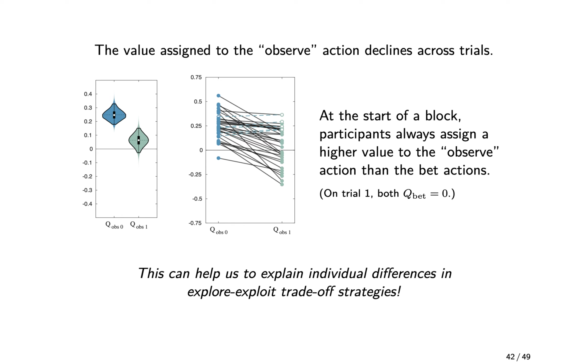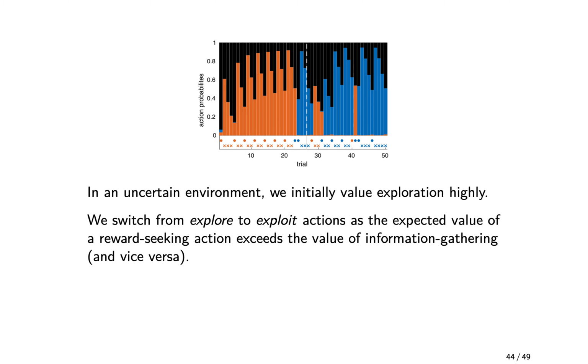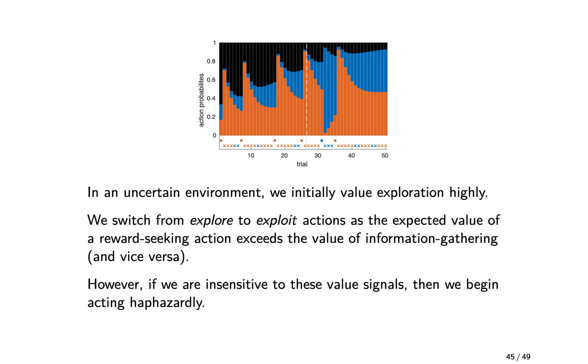So this can help us to explain individual differences in explore-exploit trade-off strategies. In an uncertain environment, we initially value exploration highly, as you see with the policy on the first trial here. We switch from explore to exploit actions as the expected value of a reward-seeking action exceeds the value of information gathering, and vice versa, as you see how the policy here matches the switches in behavior from observing to betting. However, if we are insensitive to these value signals, then we begin acting haphazardly, as you see the uncertain policy causing the mixed betting here.